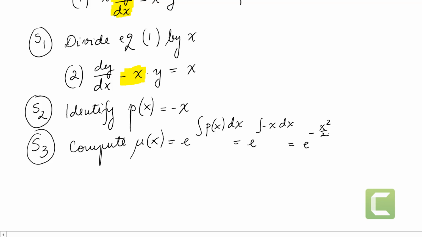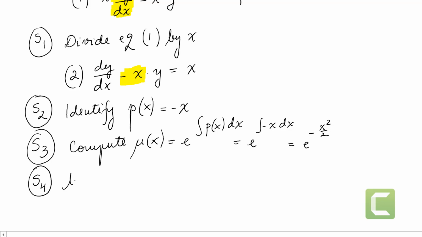Of course it's plus c, but e to the c is actually a constant, and the whole idea of multiplying by mu of x is you multiply the whole equation, which means you're going to end up with c on every term, which you can cancel. So we are not going to worry about any constant for the term mu of x.